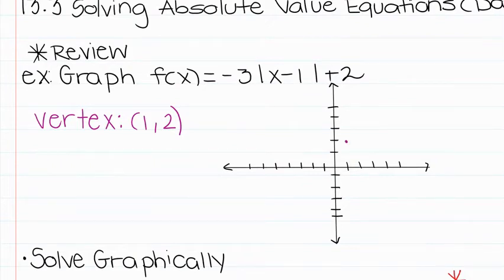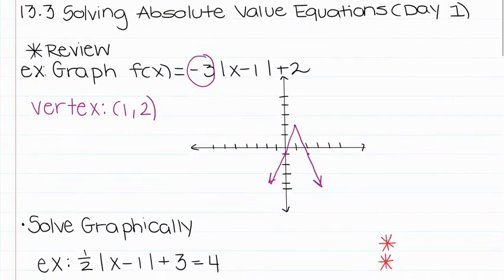And then from there, you look at this number, which has to do with your stretch factor or your slope. So it's -3. So we're going to go down 1, 2, 3, and over 1. And remember, we want to do that to both sides because it makes a V shape. So it looks something like that. And that makes sense because it should be more narrow since it's 3 times as stretched, and it also should be facing downward because it's negative. So now that we know how to graph, then solving graphically should be easy.